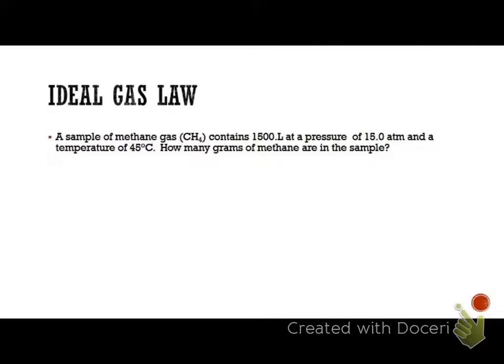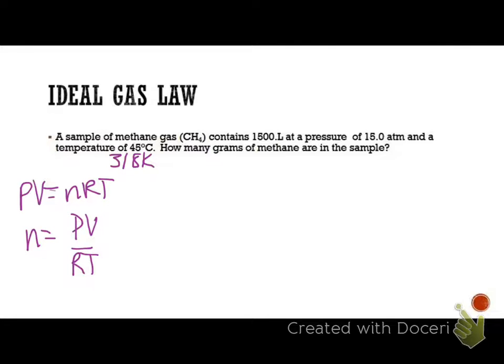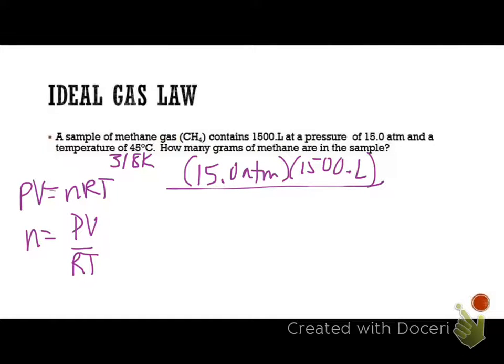318? You were close. All right, so we're solving for moles this time. So we should have n is equal to PV over RT. So let's plug it in. So we have 15 atmospheres, 1,500 liters. So I should expect a really big number or a really small number? Big. 1,500 liters is a lot of gas. Then our RT, 0.0821 liter atmosphere per mole Kelvin, and our temperature was 318.